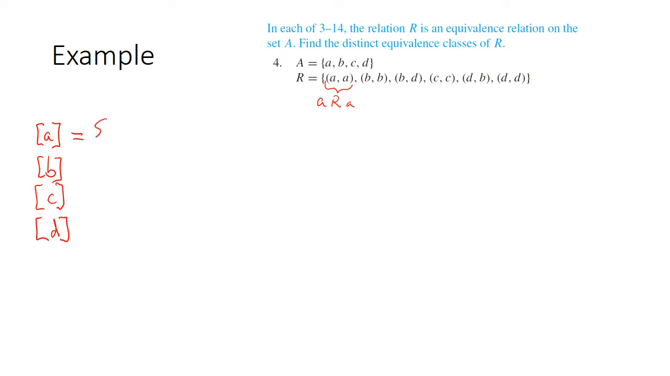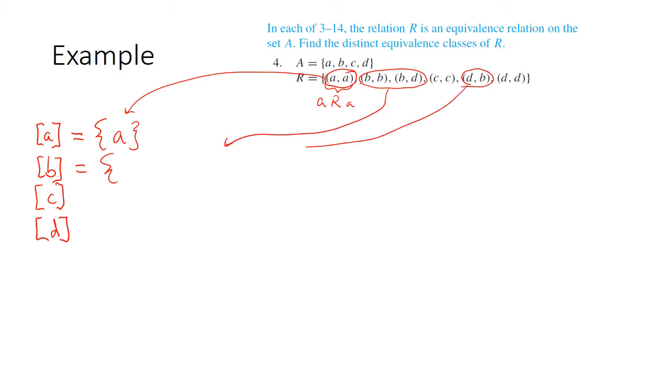Okay, so remember, this is going to be all of the elements that are related to a, and because this is an equivalence relation, they could be related in either order. But I think a is only in this first ordered pair here. So this is just going to be a and nothing else. Okay, and then for b, what is b related to? So b is related to itself, and it's also related to d, and here's the other order in which it's related to d right there. So those three are going to give me b and then d.